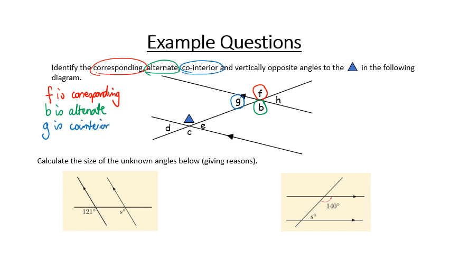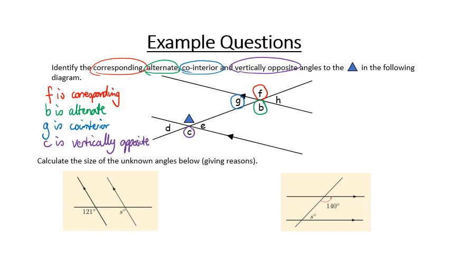And my last one is vertically opposite. Now vertically opposite is the same point of intersection but directly opposite the blue triangle. In this particular case, it is C. So C is vertically opposite.